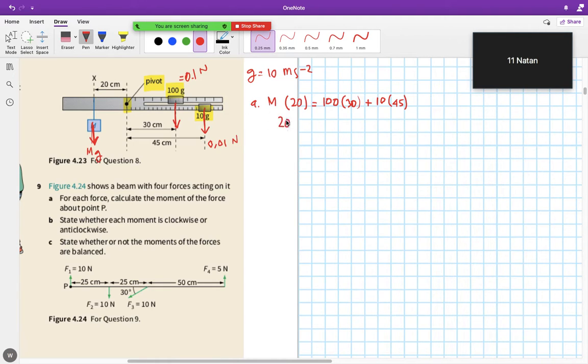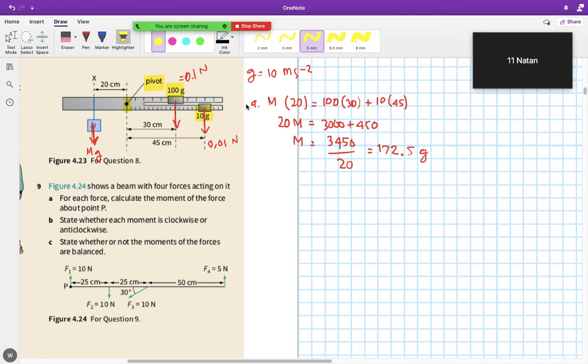So 20 M equals 3000 plus 450. So M equals 3450 divided by 20, so M equals 345 divided by 2, which is 172.5. This is 172.5 in gram. Why in gram? Because the other masses are in gram also. That's it, this is for question A.